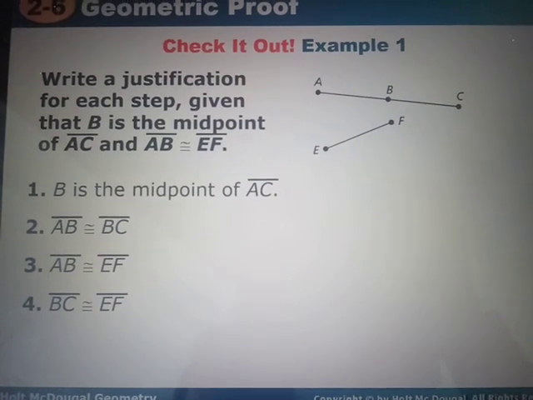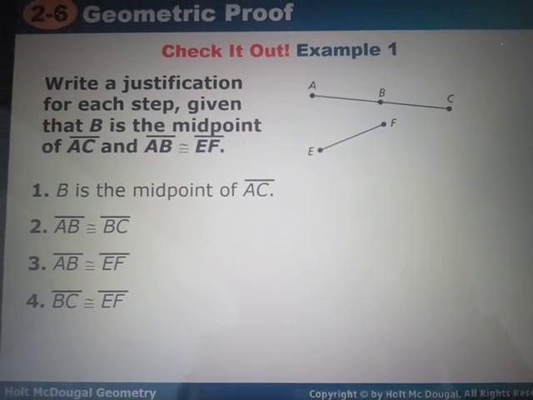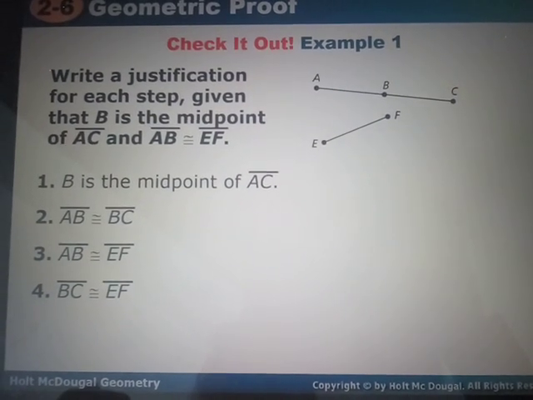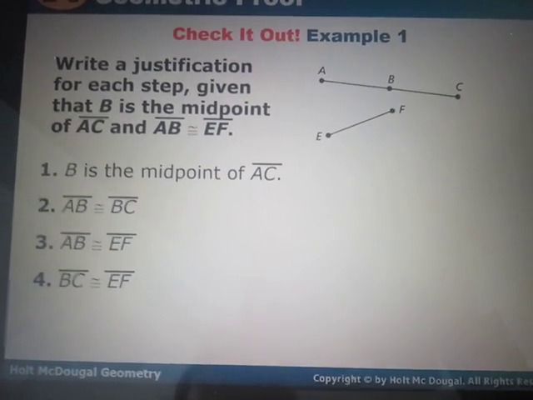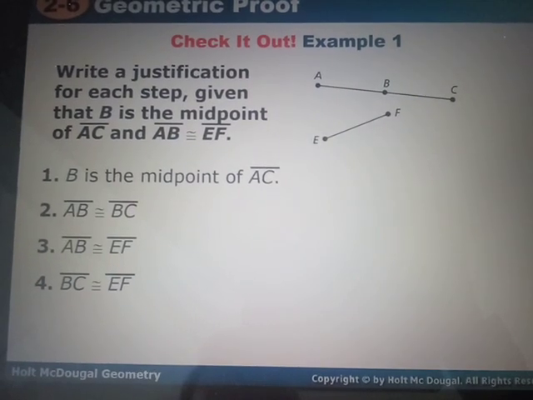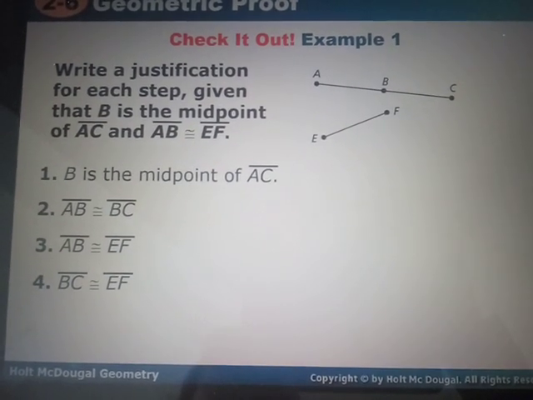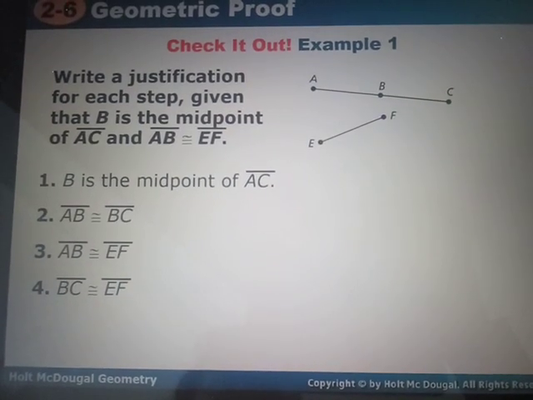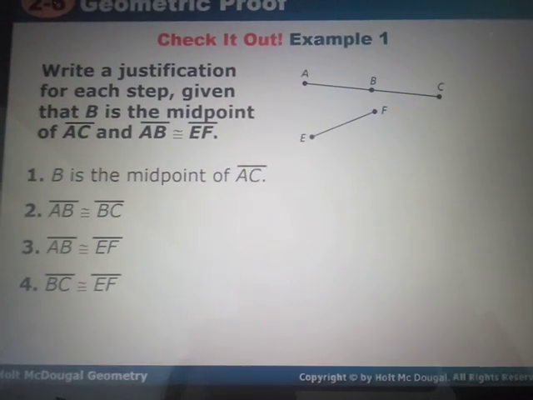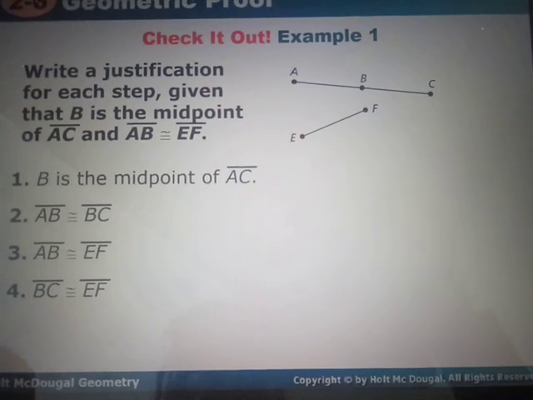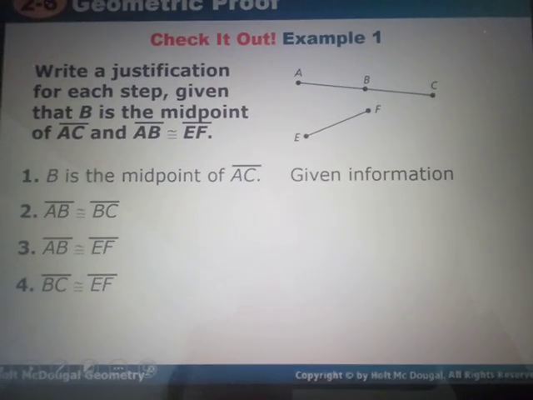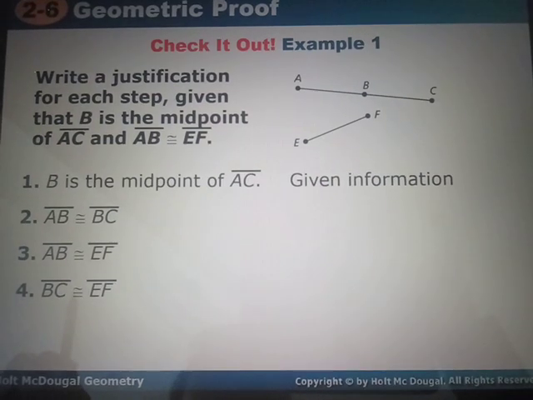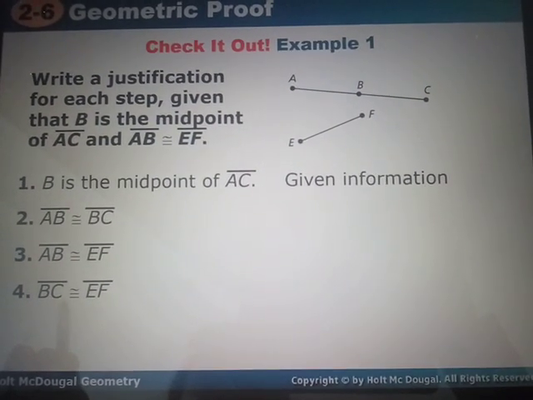Write a justification for each step, given that B is the midpoint of AC and the line segment AB is congruent to the line segment EF. What is the meaning of midpoint? B is the midpoint of the line segment AC. It's given. Excellent. The line segment AB is congruent to the line segment BC.